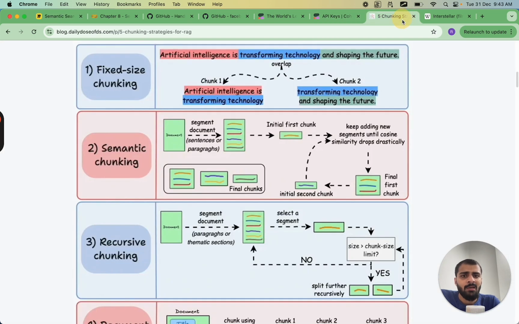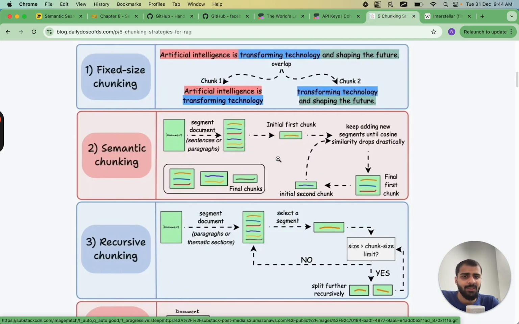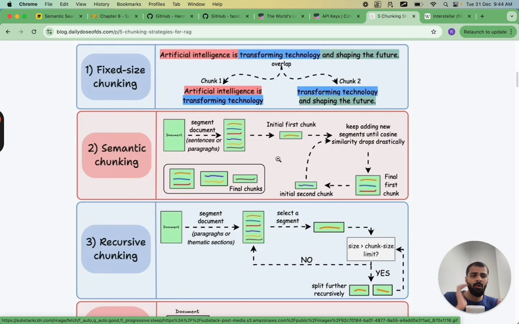Let me actually show my screen now. These are the chunking strategies which were first described in a blog post by Avi Chawla.